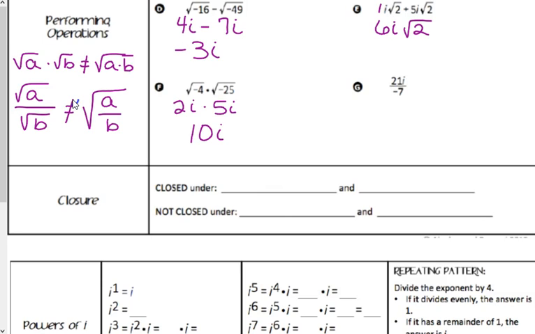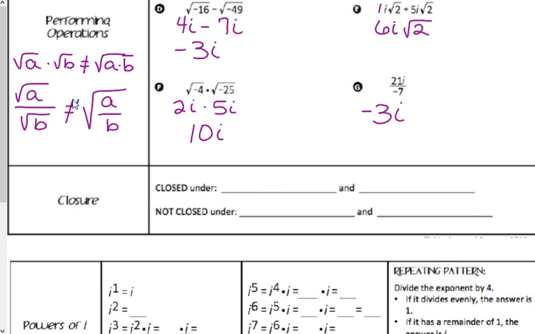Now, finally, we have g, which has 21i over negative 7. We do the same thing we would in any regular real number problem. 21 divided by negative 7 is negative 3, and i just stays because i divided by 1 is i.